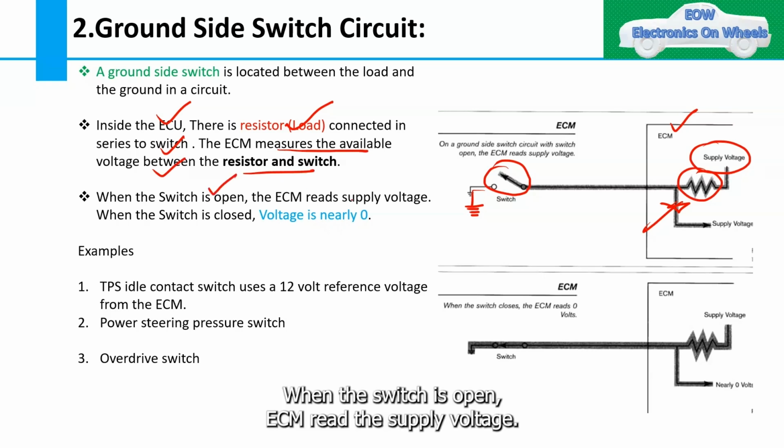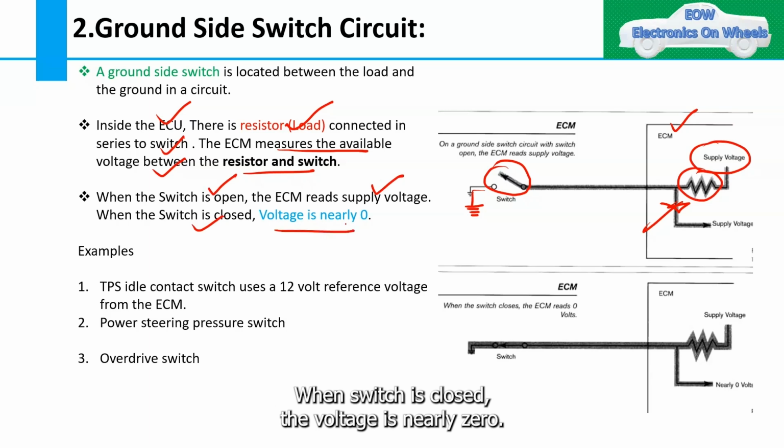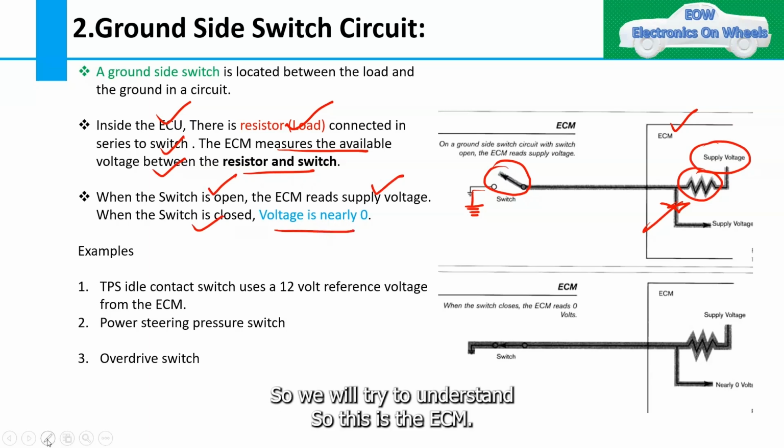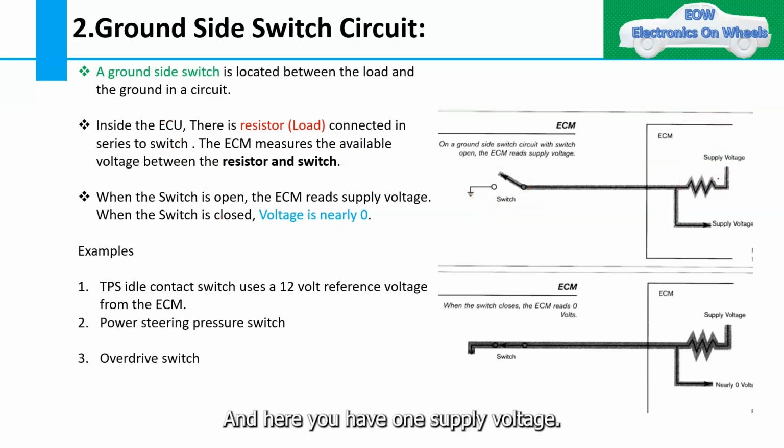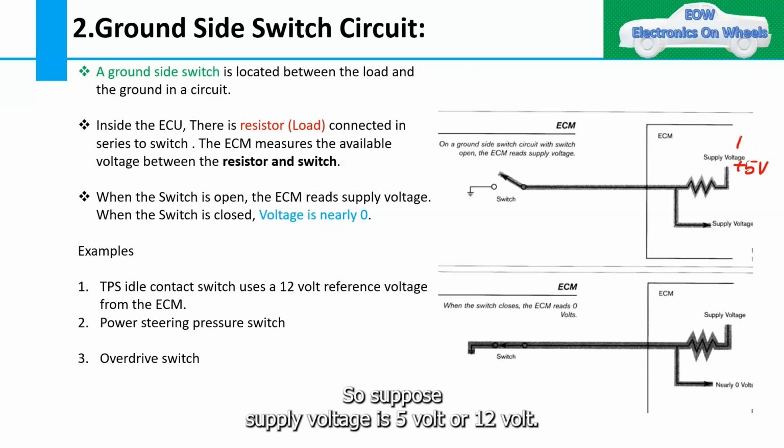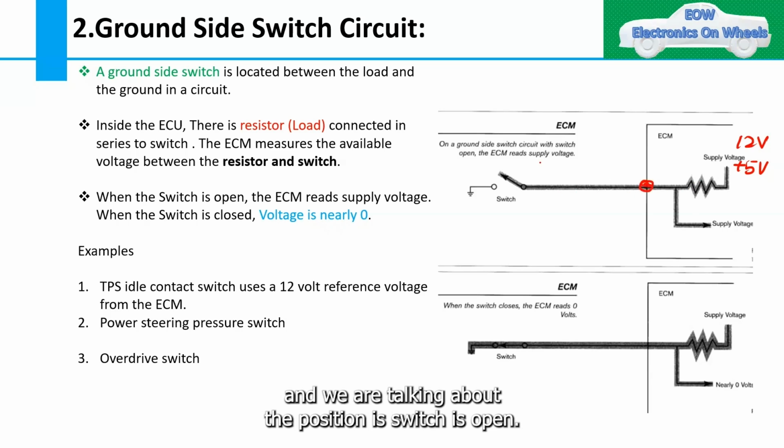When the switch is open, the ECM reads the supply voltage. When the switch is closed, the voltage is nearly zero. So we will try to understand. This is the ECM and here you have one supply voltage. Suppose the supply voltage is 5 volt or 12 volt. When this 12 volt is coming here, we are talking about the position where the switch is open.